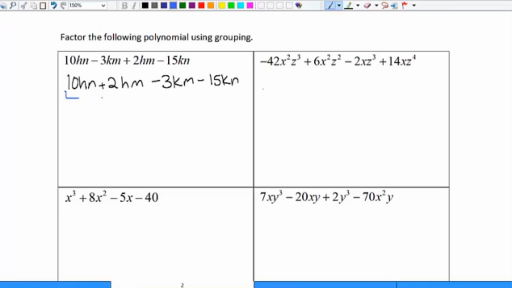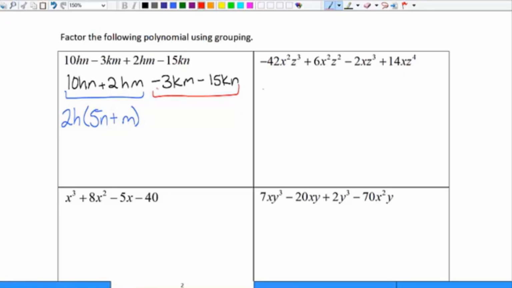Now I'm going to regroup with my red and my blue. So in the blue group in the front, 10HN and 2HM. What is a GCF on the blue group? Well, it looks like 2 is common and H is common. So when I factor out 2H, I'm getting 5N plus 1M. At this point I can go back and erase my 1 because I don't really need it, but I like to have it there until I know that I have a variable after it.